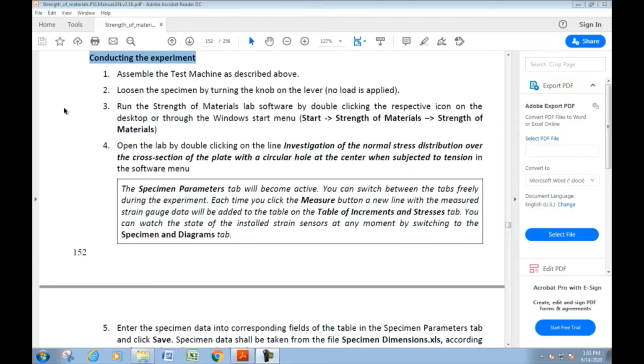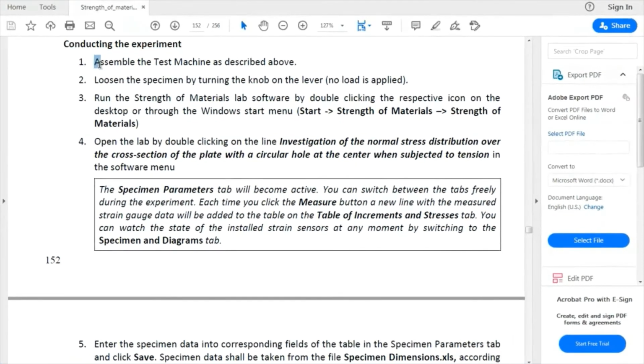So for conducting the experiment, let's do the steps. Number 1. Assemble the test machine as described above. We already have our machine ready for the experiment. Number 2. Loosen the specimen by turning the knob on the lever to make sure that no load is applied. So it's relaxed and there is no tension on the specimen. Number 3. Run the software Strength of Materials and select experiment number 8.